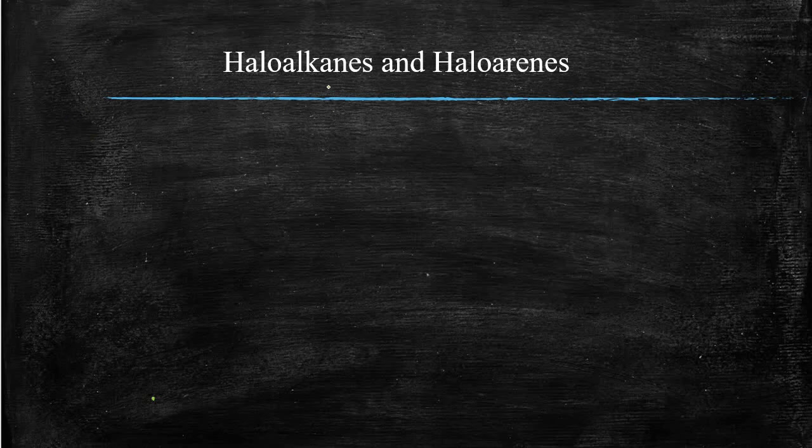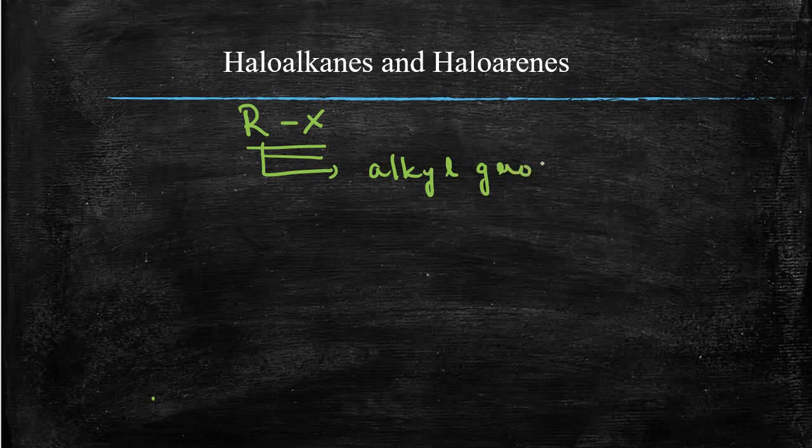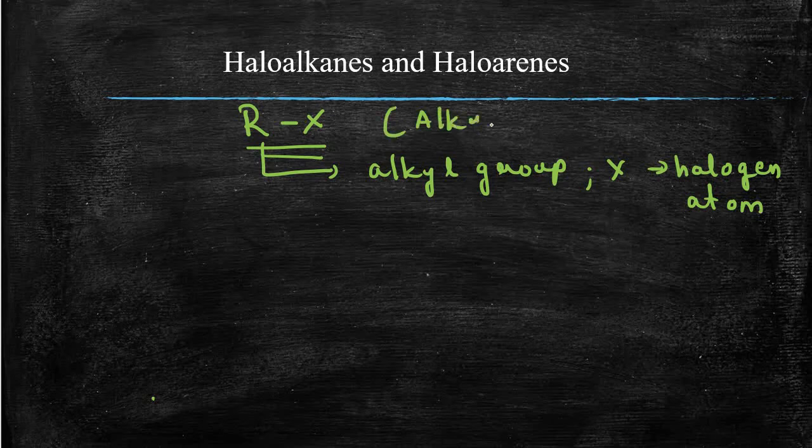Hello students, in this video we are going to study the halogen derivatives of hydrocarbons, which are haloalkanes and haloarenes. Haloalkanes are compounds in which the halogen is bonded to an aliphatic carbon. They have the general formula RX, where R represents an alkyl group and X represents the halogen atom. These haloalkanes are also known as alkyl halides.